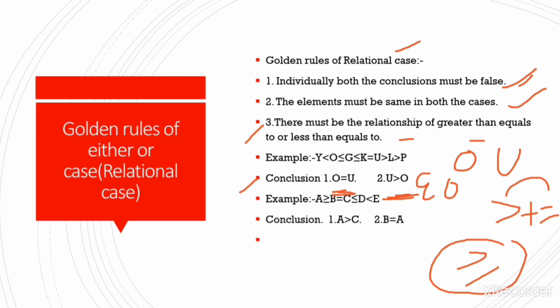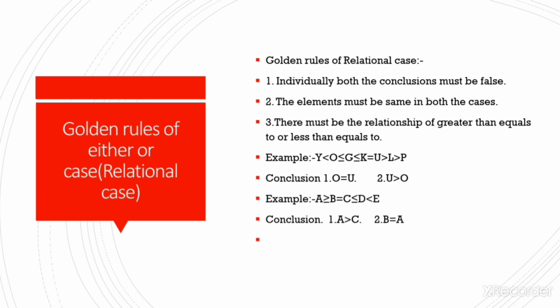Next we see the second example. A greater than C. We need to move from A to B and from B to C, but we do not have this sign at least one time in our path, so this goes wrong. Next is B is equal to A. We do not have the is-equal-to sign between B and A, so this also goes wrong. So the first requirement is fulfilled, that individually the first option and the second option both need to be wrong, which we already have.